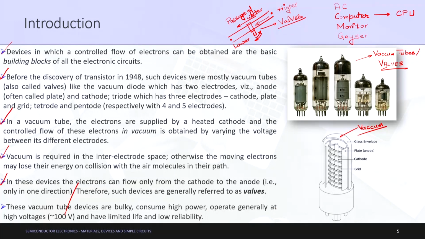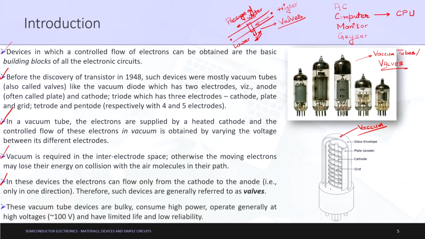So high voltages are required. You will see in subsequent slides for your small chips that the voltages required are in terms of electron volts. Very minimum voltages are required for some of the semiconductor devices to work. For now, we can just understand that the voltages are relatively very much higher for vacuum tubes. These vacuum tube devices are bulky, consume high power, operate generally at high voltages, and have limited life and reliability.